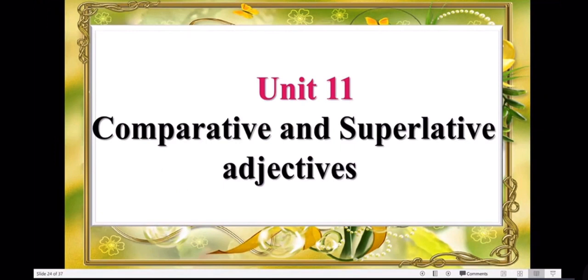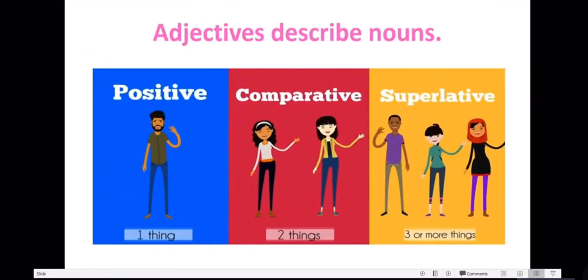This is the grammatical rule of Unit 11. It's comparative and superlative adjectives. What is an adjective? Adjectives describe nouns. So what does an adjective describe? An adjective describes a noun.